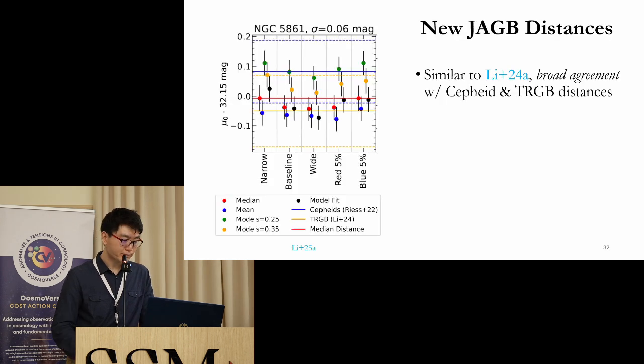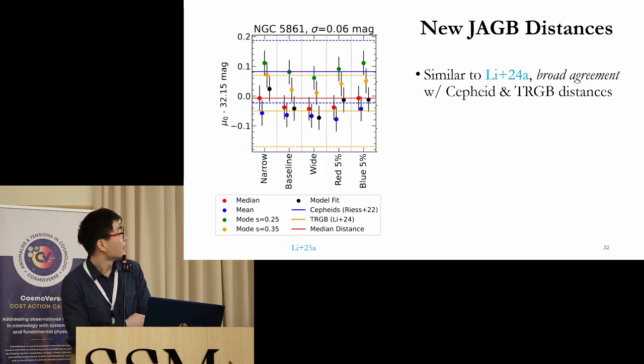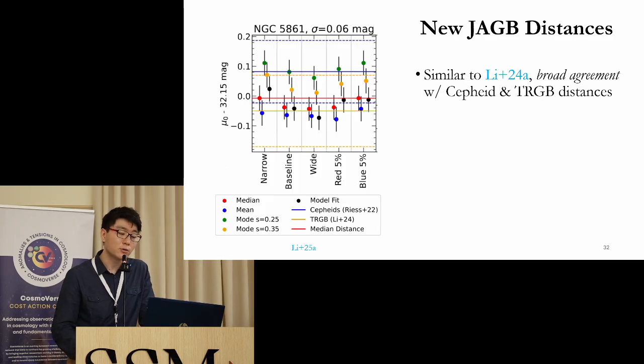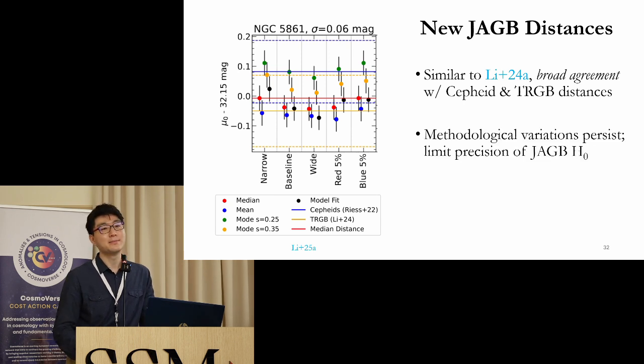So on the left here, I'm showing an example of one of the distances that we find. Again, we have distances plotted on the y-axis as a function of the 25 variants. We show the Cepheid distance in blue for reference, as well as the TRGB distance in orange. The red horizontal line here shows the median distance out of all the 25 variants. So similar to our first iteration, we do find broad agreement within the uncertainties with Cepheid and TRGB distances, but these methodological variations persist, and this is something that really limits the precision of the JGB.